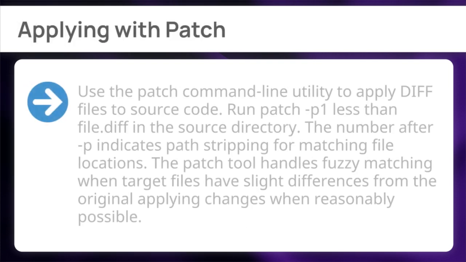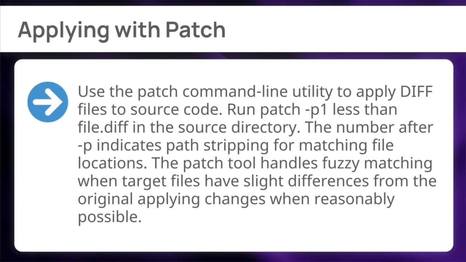Next, Applying with Patch. Use the patch command line utility to apply diff files to source code. Run patch -p1 < file.diff in the source directory. The number after -p indicates path stripping for matching file locations. The patch tool handles fuzzy matching when target files have slight differences from the original, applying changes when reasonably possible.